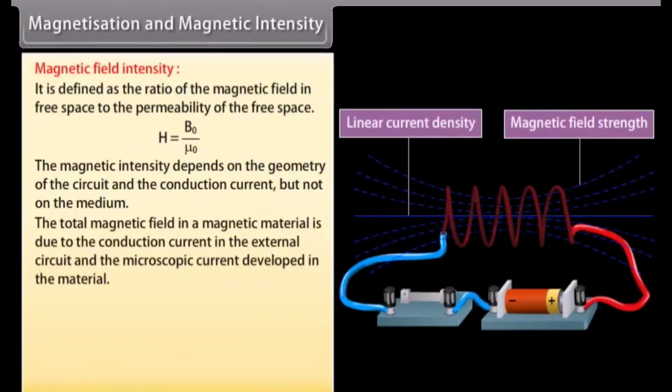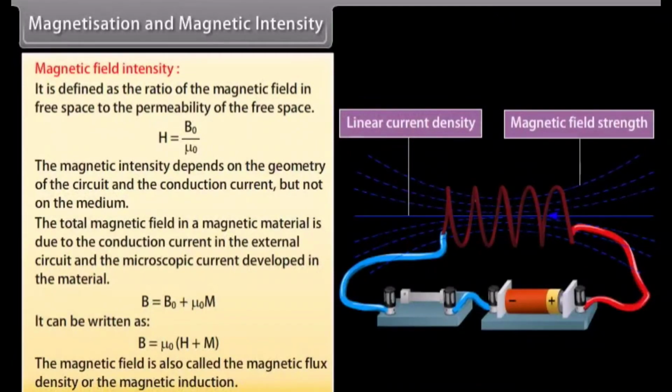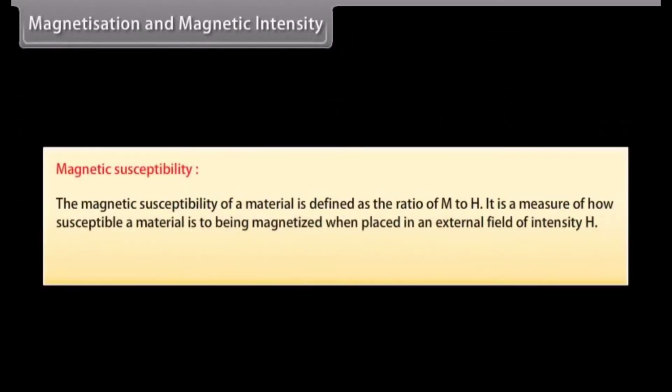The total magnetic field in a magnetic material is due to the conduction current in the external circuit and the microscopic current developed in the material. B is equal to B_0 plus μ_0 M. It can also be written as B is equal to μ_0 multiplied by (H plus M). The magnetic field is also called the magnetic flux density or the magnetic induction. The magnetic susceptibility of a material is defined as the ratio of M to H. It is a measure of how susceptible a material is to being magnetized when placed in an external field of intensity H. M is equal to the product of χ and H.